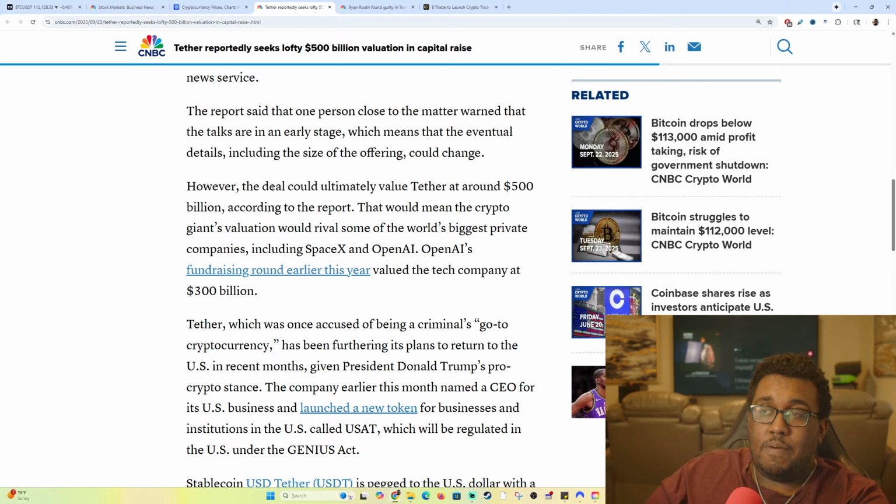But check this out. The deal could ultimately value Tether at around $500 billion, according to the report. That would mean the crypto giant's valuation would rival some of the world's biggest private companies, including SpaceX and OpenAI. Right? OpenAI's fundraising earlier this year valued the tech company at $300 billion.